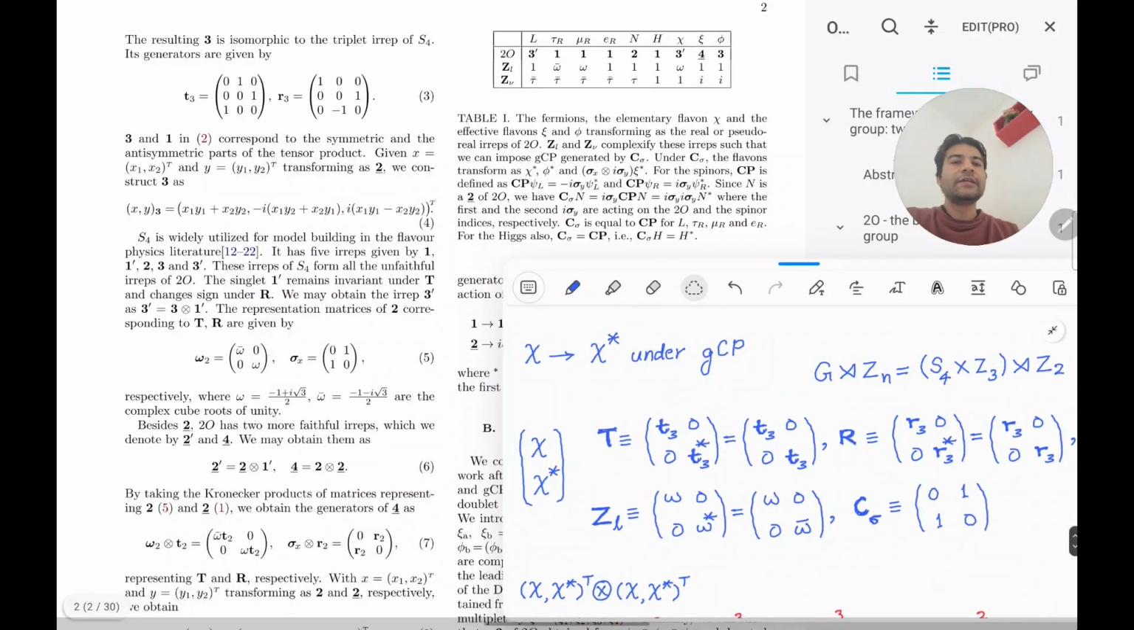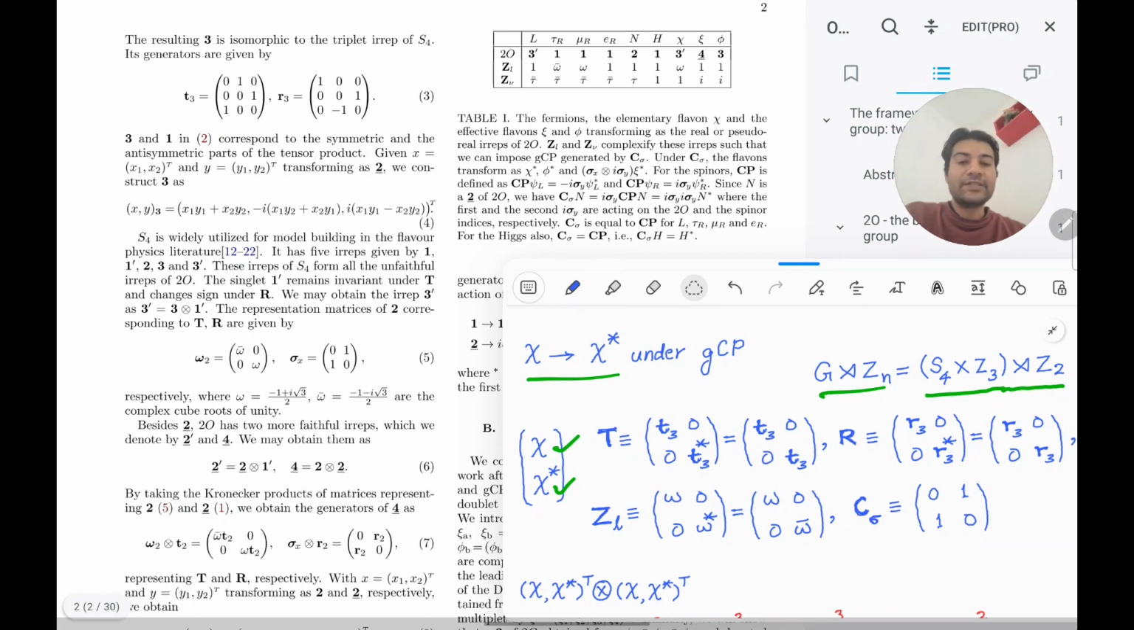Now we define generalized CP, and its action on chi is simply defined as complex conjugation. Now, unlike in the previous examples, we don't consider generalized CP separately. With the introduction of complex conjugation as one of the group transformations, we obtain a larger group, which is this semi-direct product. In this case, originally we had S4 cross Z3. Now we get a semi-direct product with Z2. So what happens with our triplet chi? You have chi and chi star forming a single irrep. This would be a 6-dimensional real irrep.